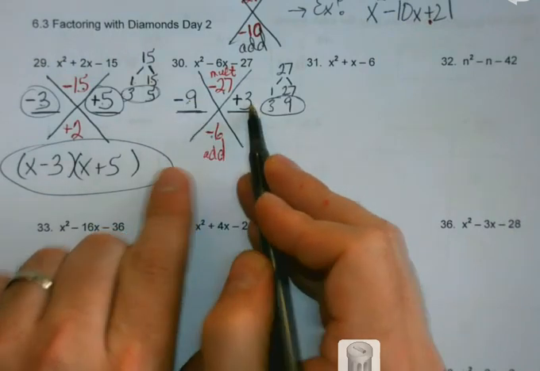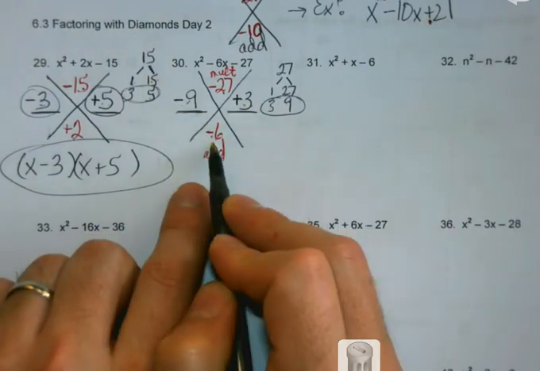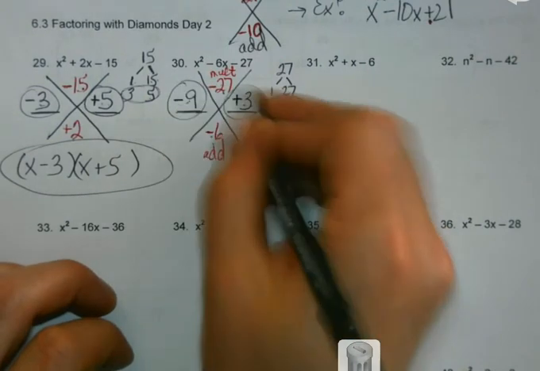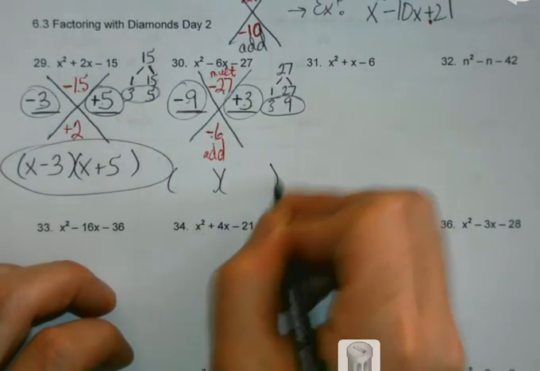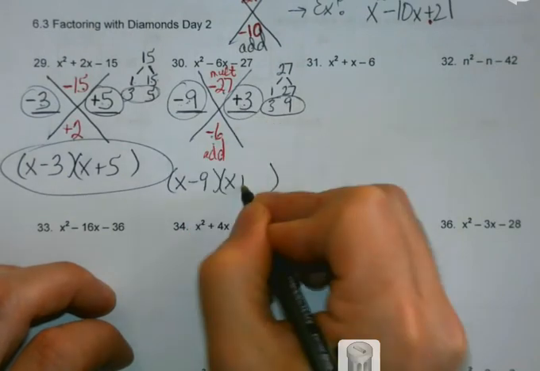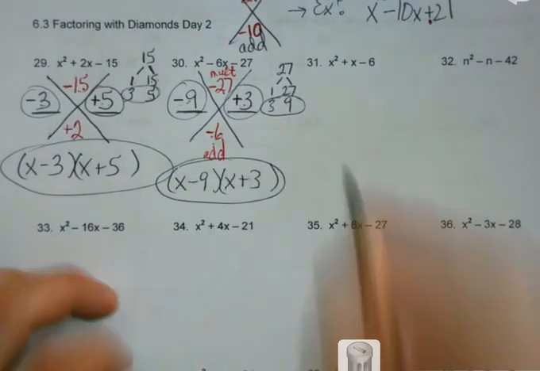Negative 9 plus 3. I owe somebody $9. I pay him 3 back. I owe him 6. That works. Negative times positive is negative. Awesome. So x is a minus 9 and a plus 3. And I'm good.